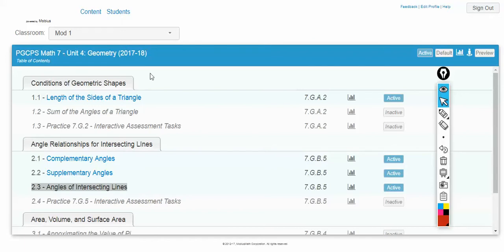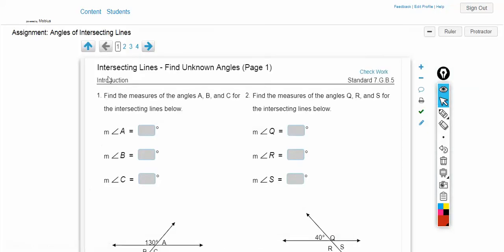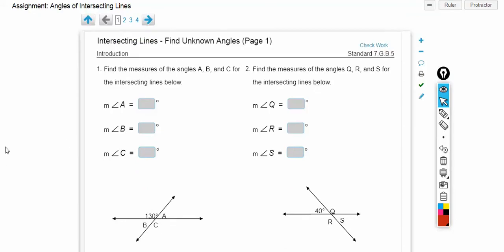We are doing 7th grade, Unit 4 Geometry, Angles of Intersecting Lines. Alright, so we're on page 1. Question 1 says, find the measure of the angles A, B, and C for the intersecting lines below. So we have angle A, B, and C.